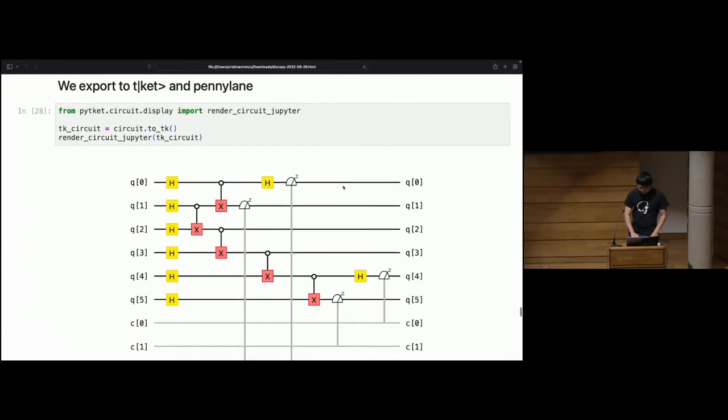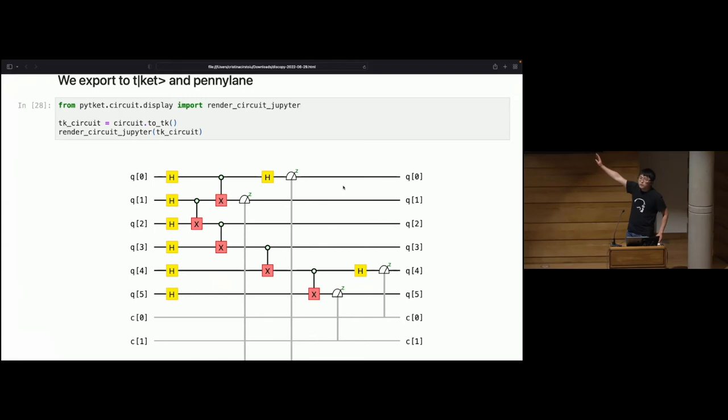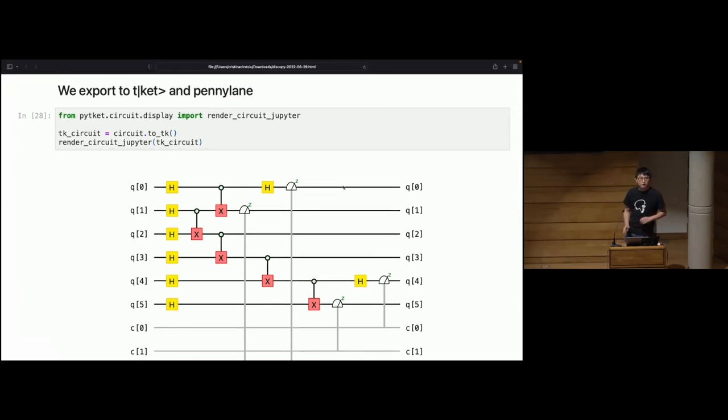And just to talk about some practical things, with the quantum circuits, we export to lots of different libraries. So we, for example, exported to tket, which is a quantum compiler. And we also, very recently, support PennyLane. So if you want to do quantum machine learning experiments via DisCoPy, you can do that. Here's an example in tket.